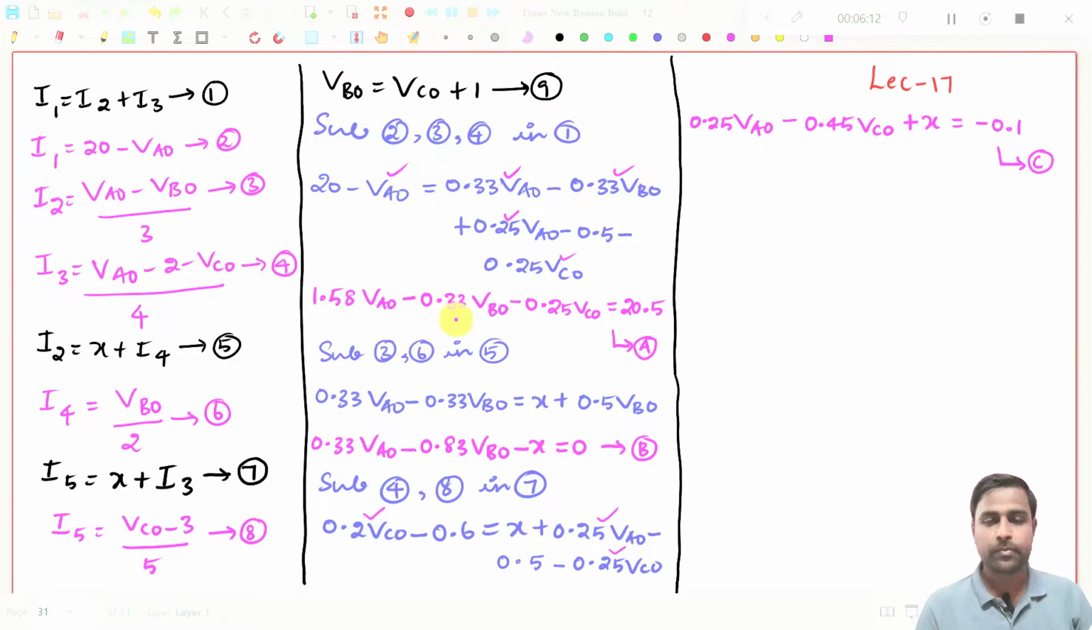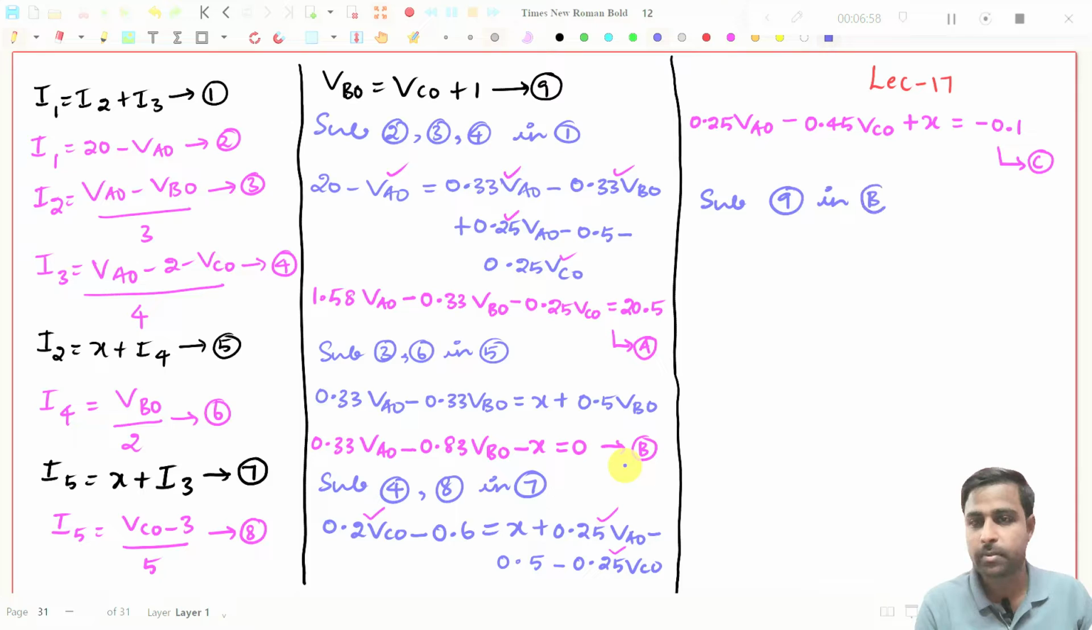Now you see we have three expressions but four unknowns: VAO, VBO, VCO in expression A, but in expressions B and C we have another unknown parameter X. Now we need to eliminate one of these parameters in expression B or C. So with the help of this expression, that is VBO is equal to VCO plus 1, we can substitute this ninth expression in B. What will you get?